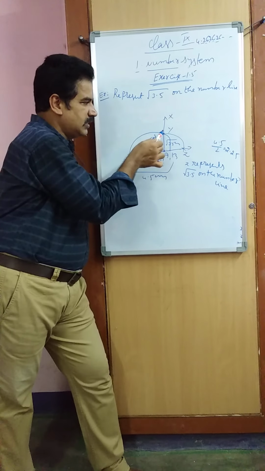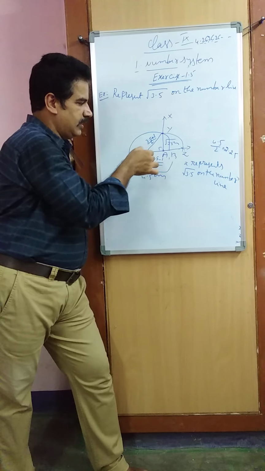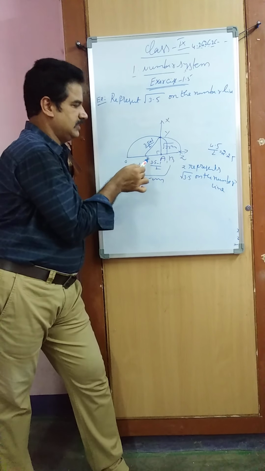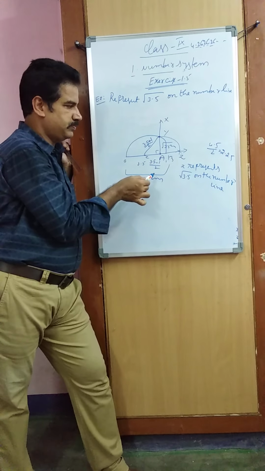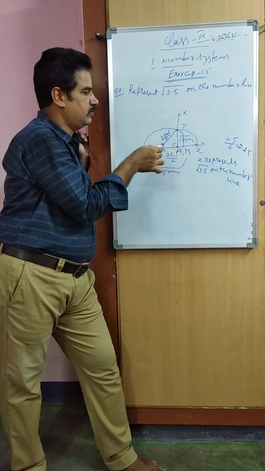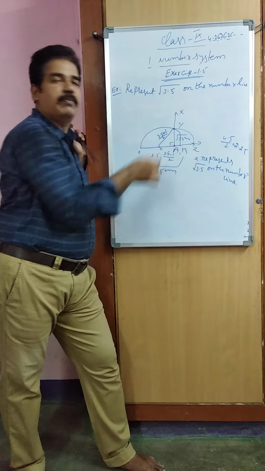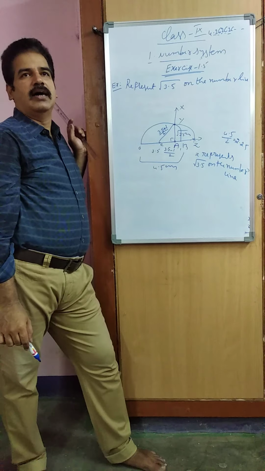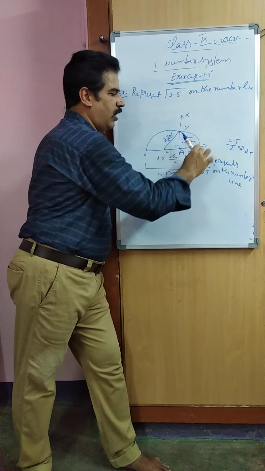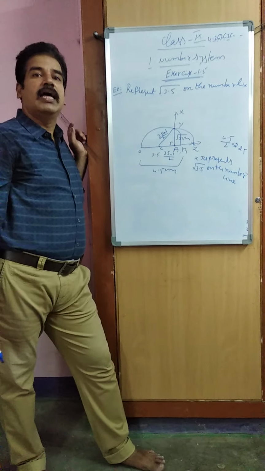Now I join CY and I get a right triangle. ACY is my right triangle. In this, CA distance is (3.5 minus 1) by 2. CY distance is (3.5 plus 1) by 2. And this is my required length, that is root 3.5. That's why with AY as radius and A as center, I draw an arc to represent it on the number line. So Z represents root 3.5 on the number line.